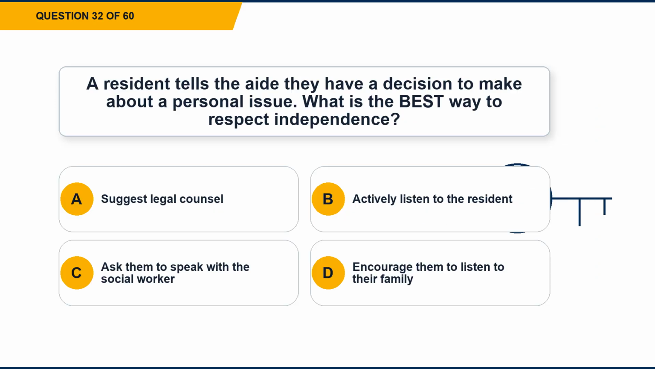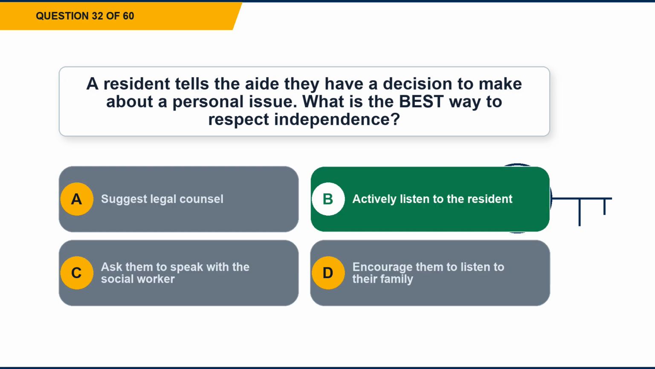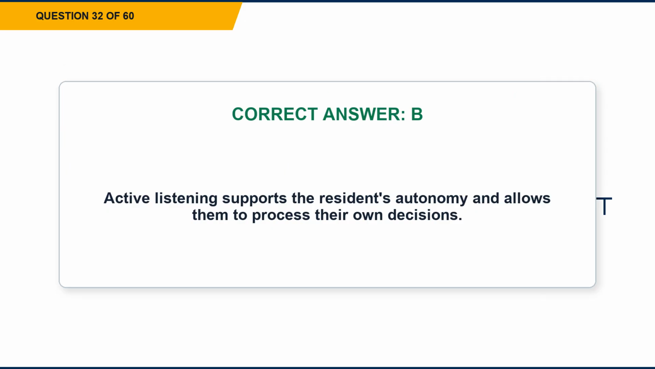Question 32. A resident tells the aide they have a decision to make about a personal issue. What is the best way to respect independence? Option A, suggest legal counsel. Option B, actively listen to the resident. Option C, ask them to speak with the social worker. Option D, encourage them to listen to their family. The correct answer is option B, actively listen to the resident. Explanation. Active listening supports the resident's autonomy and allows them to process their own decisions.